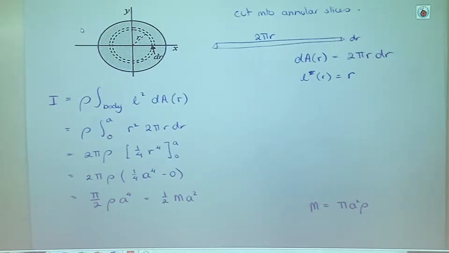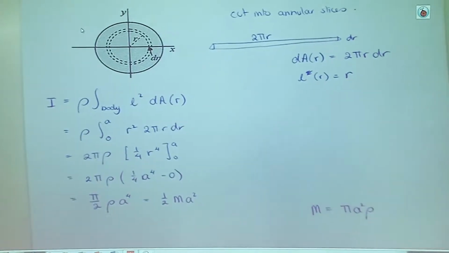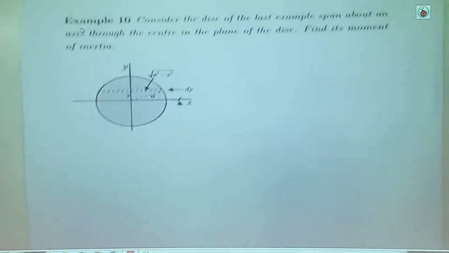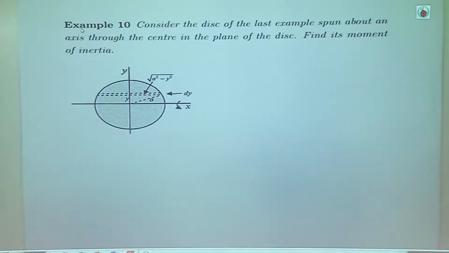Okay. What next? Okay, is everyone done? I think so. All right, another example here. So the disc of the last example spun about an axis through its centre in the plane of the disc.